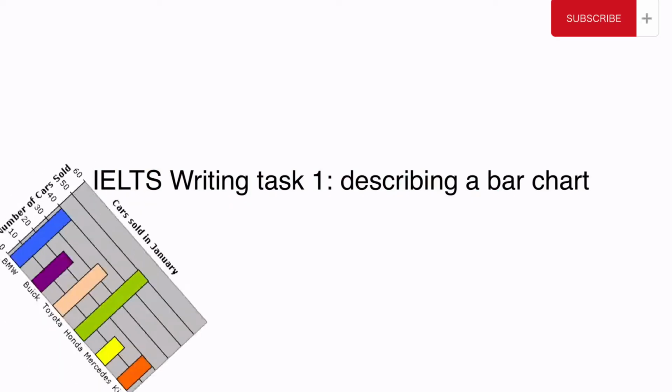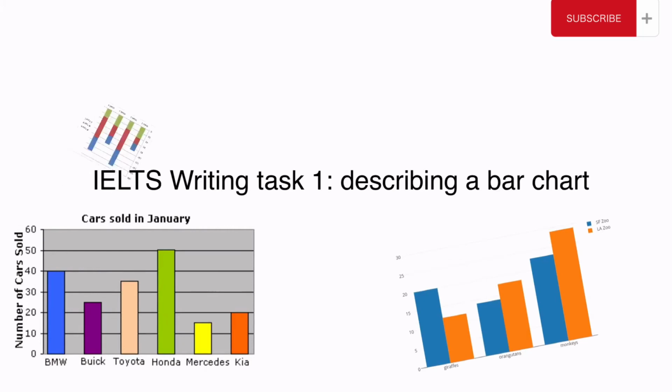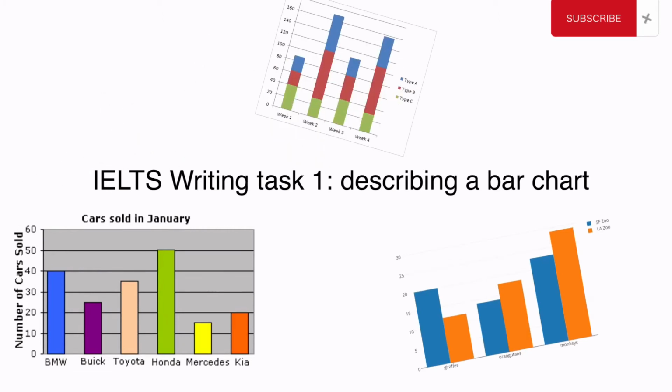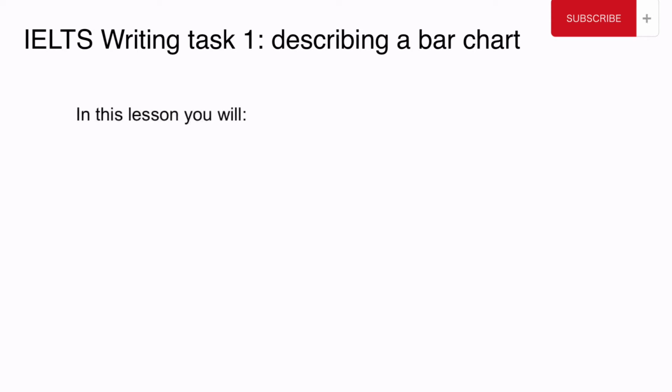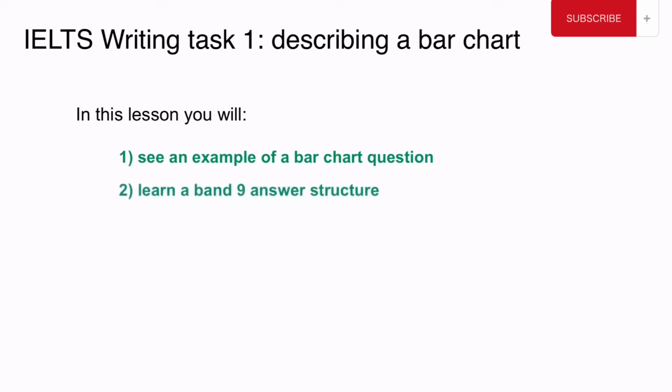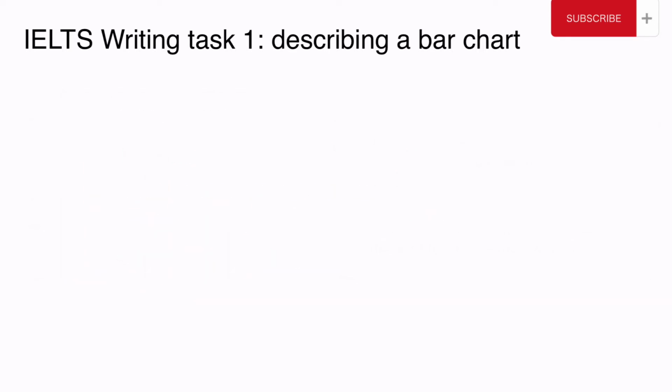In this lesson, I will explain how to deal with bar charts in IELTS Writing Task 1. So, in this lesson, you will see an example of a bar chart question in IELTS Writing, learn a Band 9 answer structure, write each paragraph of the ideal answer together, and learn some useful vocabulary.